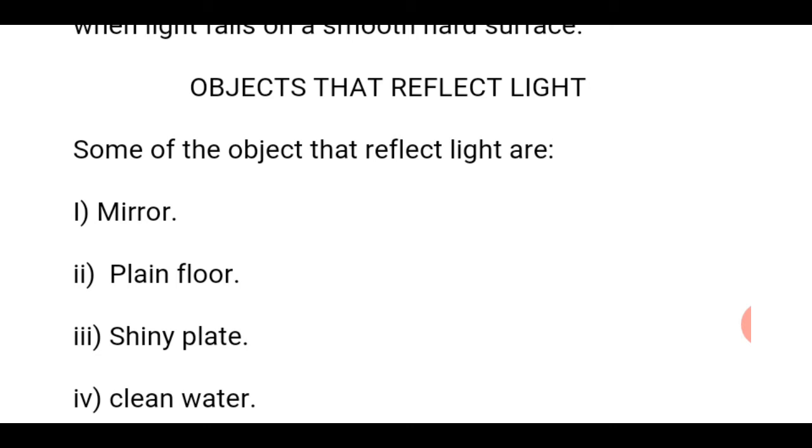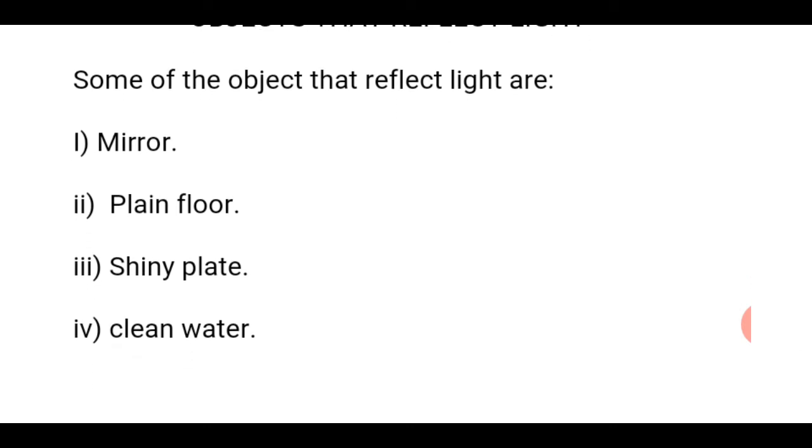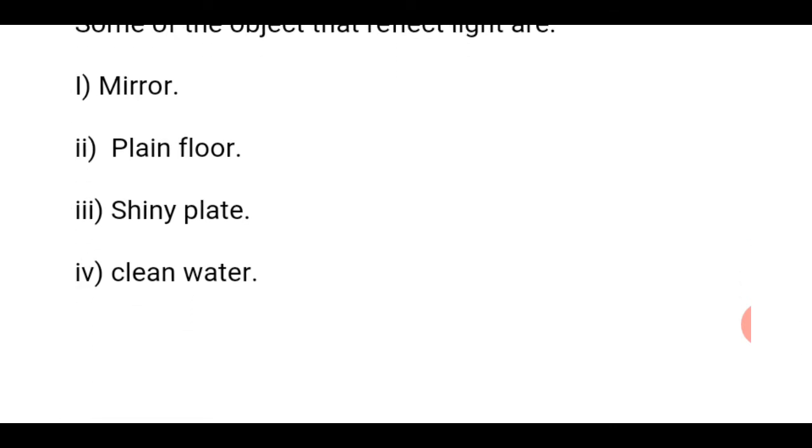If you place a mirror in front of you, standing in front of it, you see yourself, your image. You see the exact size of yourself in front of the mirror. The mirror is an object that reflects light. The second one is the plane floor. You see your image on the floor. Even if you place a bottle and throw a light on the bottle, you see the image being cast on the plane floor.